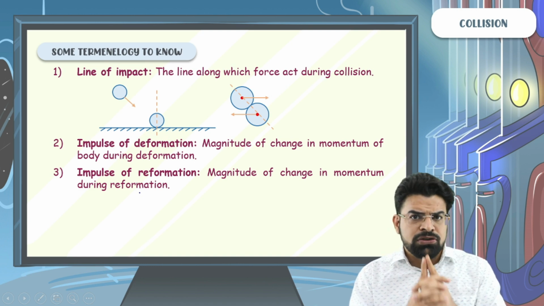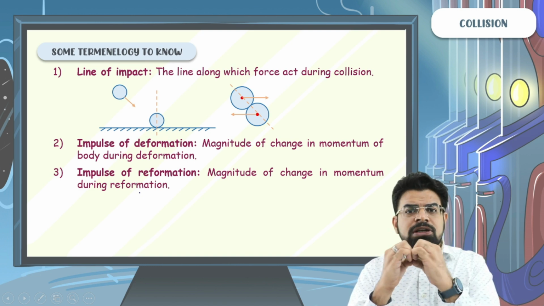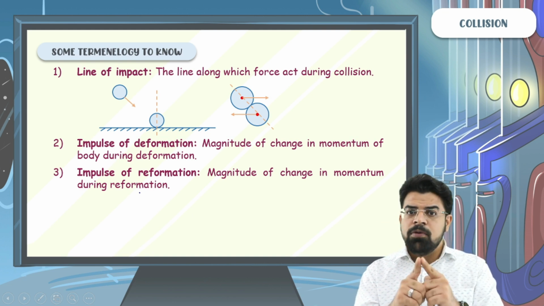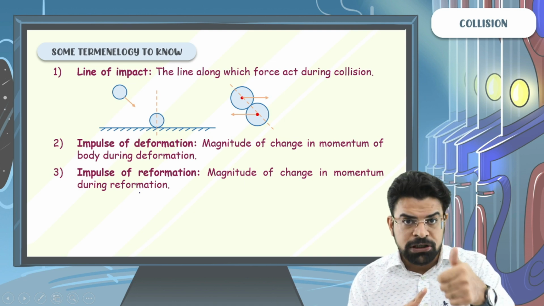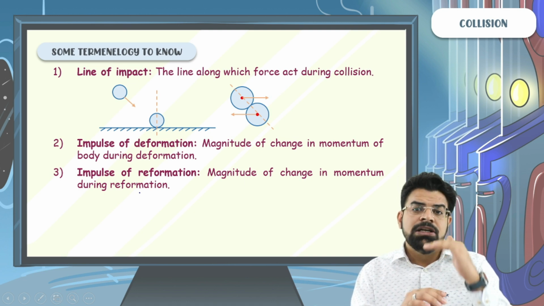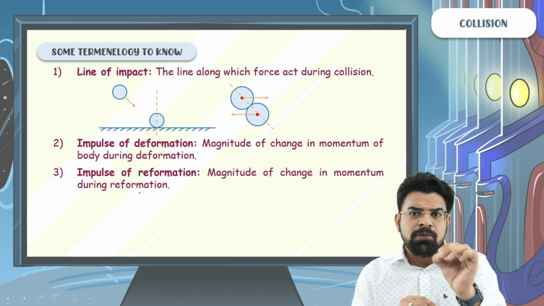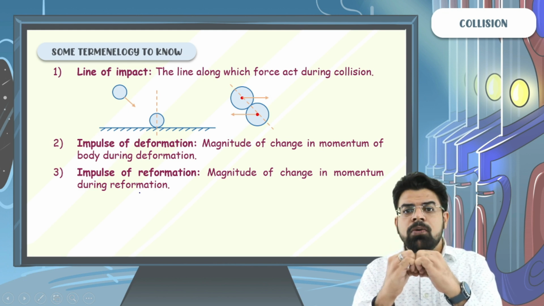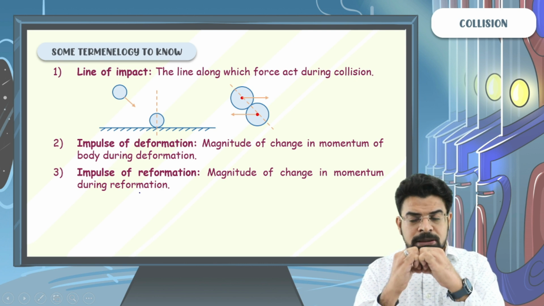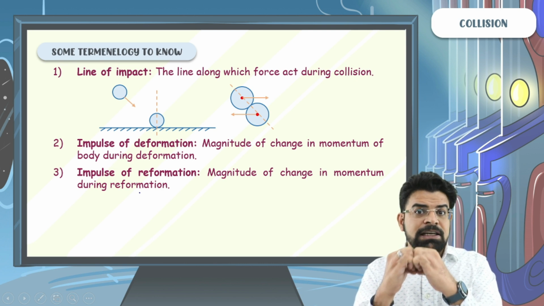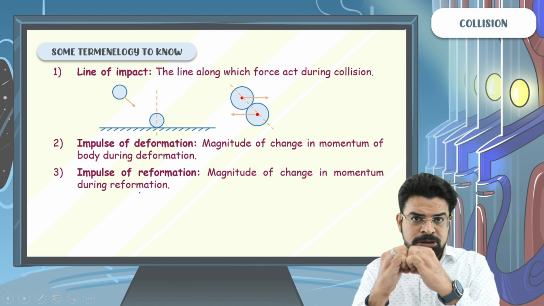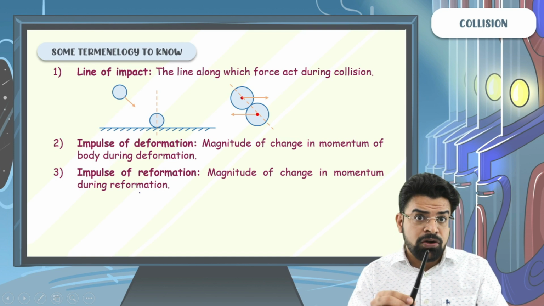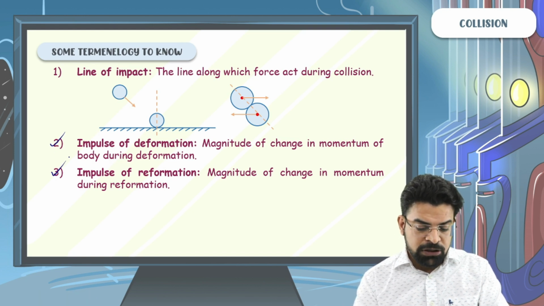Now many a time students ask me, sir, impulse of deformation of which body? The first body or the second body? Beta, the change in momentum of both the bodies will be equal and opposite. So when I say impulse of deformation, just find the change in momentum of any one of the bodies during the process of deformation. Both the bodies will have equal and opposite change in momentum. Similarly, impulse of reformation is the change in momentum from the maximum deformed state till the time the bodies separate. So here is the next terminology that you should know: impulse of deformation, impulse of reformation.